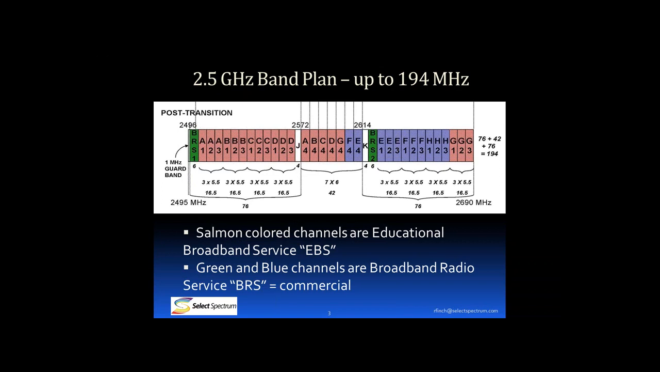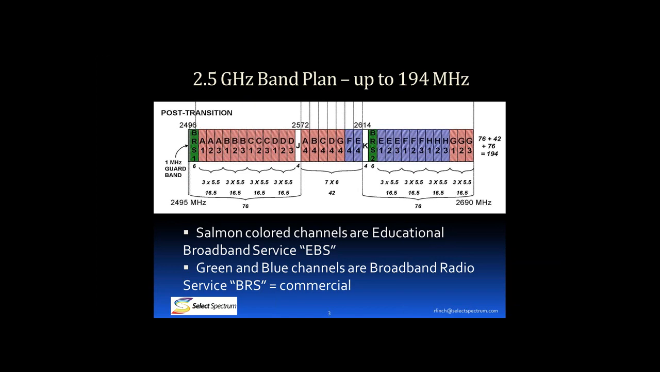Okay, this is the 2.5 gigahertz spectrum band, so-called 2.5 gigahertz. In fact, it covers 194 megahertz, starting just below 2.5 and extending all the way to 2690 megahertz, almost 2.7 gigahertz. It's predominantly, meaning about 5/8, these salmon-colored bands, which are known as Educational Broadband Service, or EBS. And this initial service was set up to do educational television years ago.